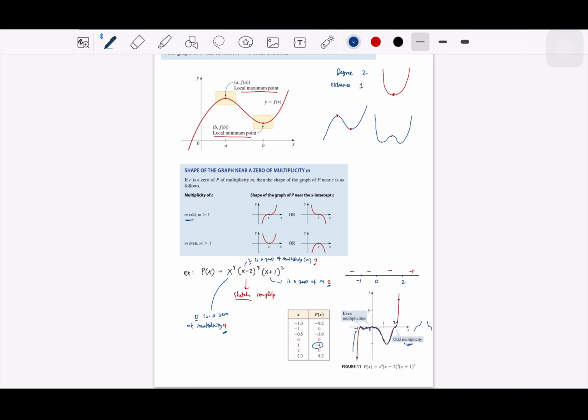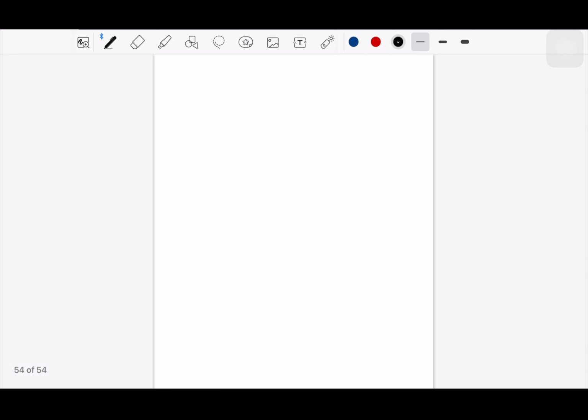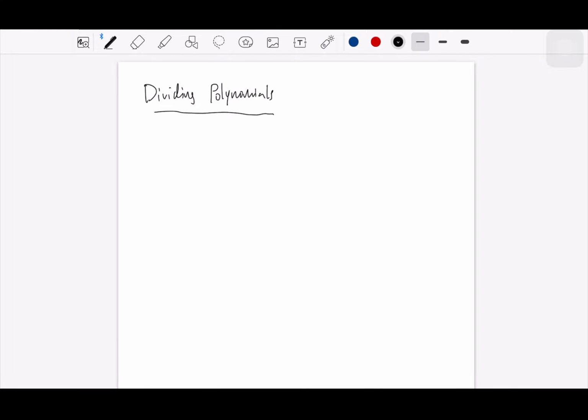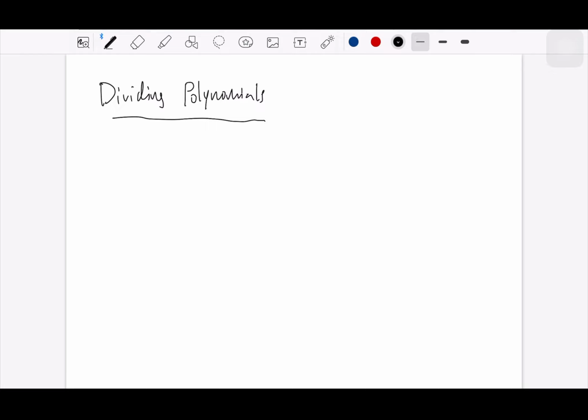Okay, so we could start with what's called dividing polynomials. Okay, dividing polynomials. And I think you have learned this before, but let's just review a little bit. It is quite important, especially if you're still taking calculus 1 or calculus 2. This dividing polynomials is one way to rewrite forms, especially for rational functions that have polynomials inside. This technique will be really useful for that.